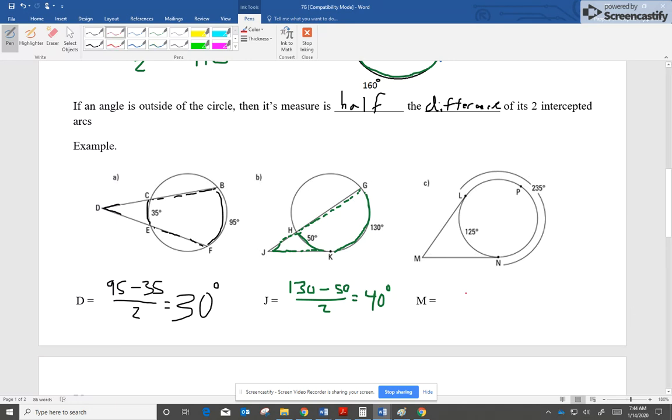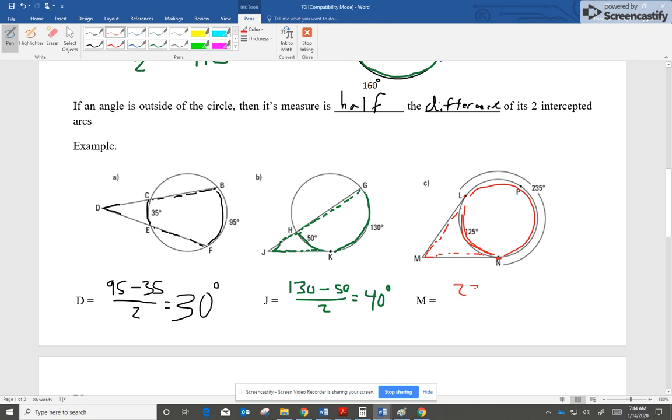Here on this last one, we have angle M. It's on the outside of a circle. Okay, it's going to intercept two arcs here. All right, the first arc here is 125 degrees, and the other arc is going to be 235 degrees. Both of these lines sort of end on the circle, N and O, which is something that we'll talk about a little bit later. But angle M creates this small arc here, 125, and that bigger arc, 235.